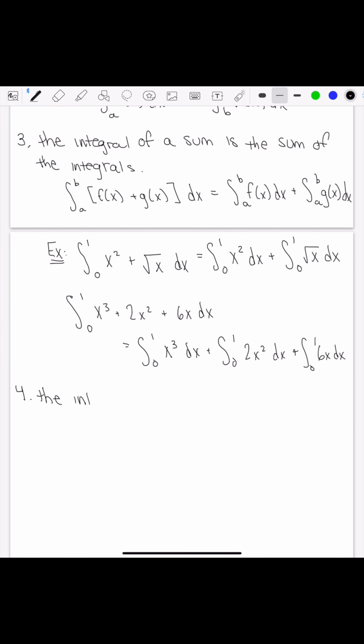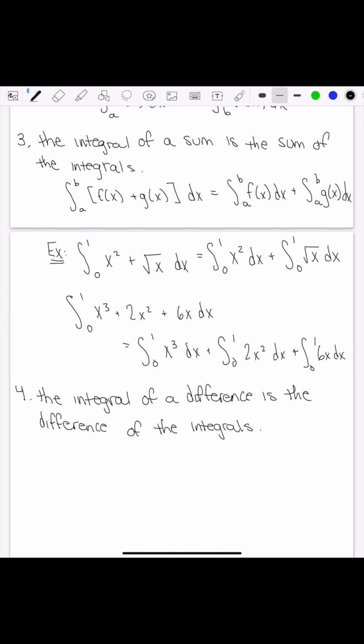So the integral of a difference is the difference of the integrals. It's literally the same exact idea that we just went over for addition, so I'm only going to write the generic rule here. If we have a subtraction sign in between 2 terms, then we can split up the integral over that subtraction sign, as long as we keep our bounds the same. That should be a g of x.